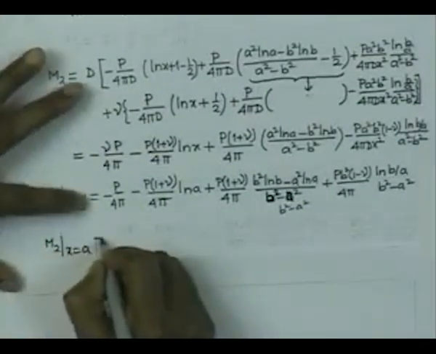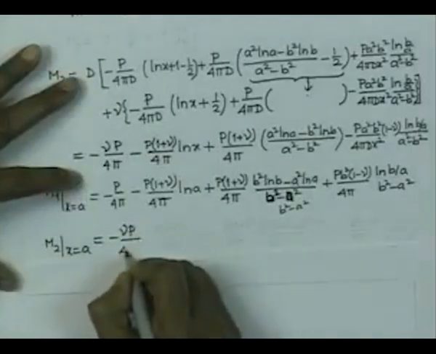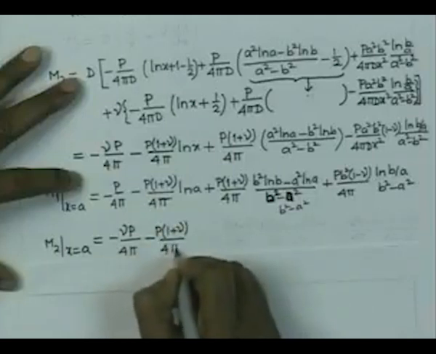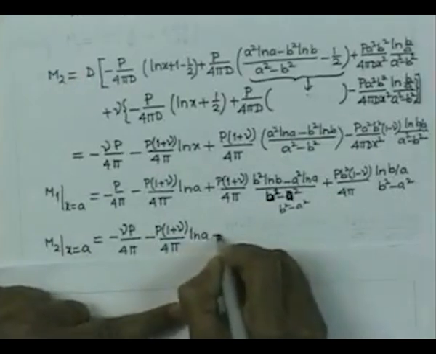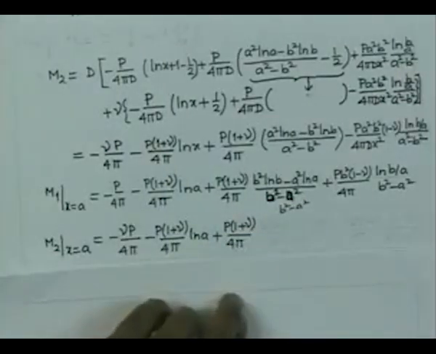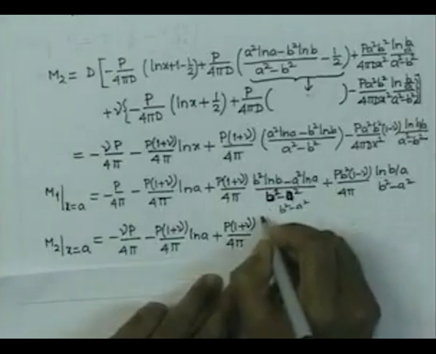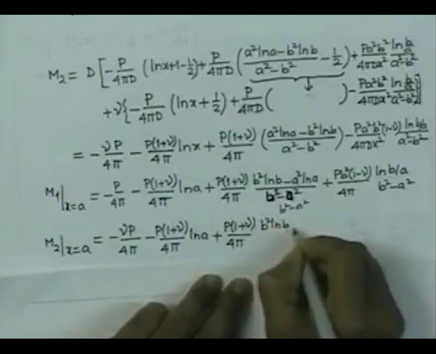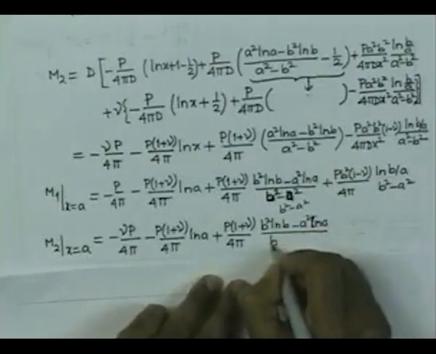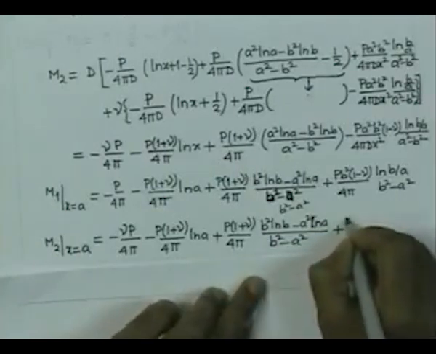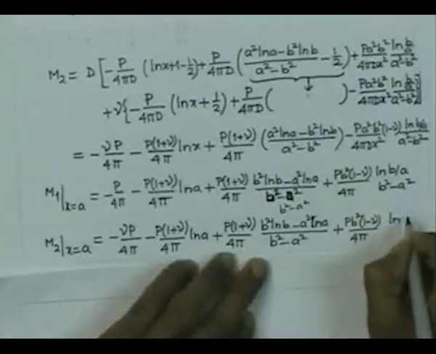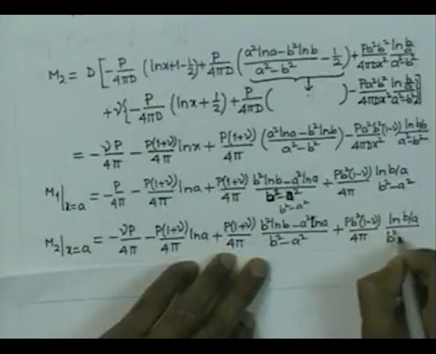at x is equal to a is equal to nu P by 4 pi minus P (1 plus nu) by 4 pi ln a plus P (1 plus nu) by 4 pi, and in fact we have the same term here, this expression (b square ln b minus a square ln a) by b square minus a square, plus P b square (1 minus nu) by 4 pi ln b by a by b square minus a square.